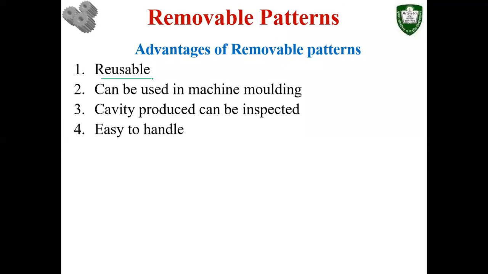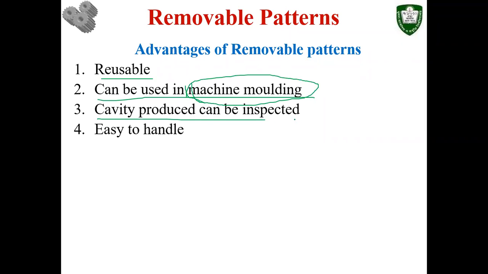For removable patterns, there are some advantages. You can reuse the pattern. It can be used in machine molding, that means the automatic molding method can be used with removable patterns. The cavity produced can be inspected. You take out the cavity, separate the drag and cope, and then inspect the cavity for any fault.